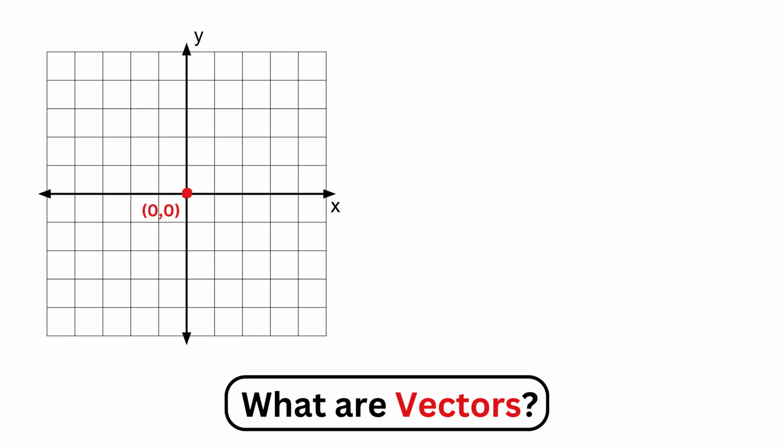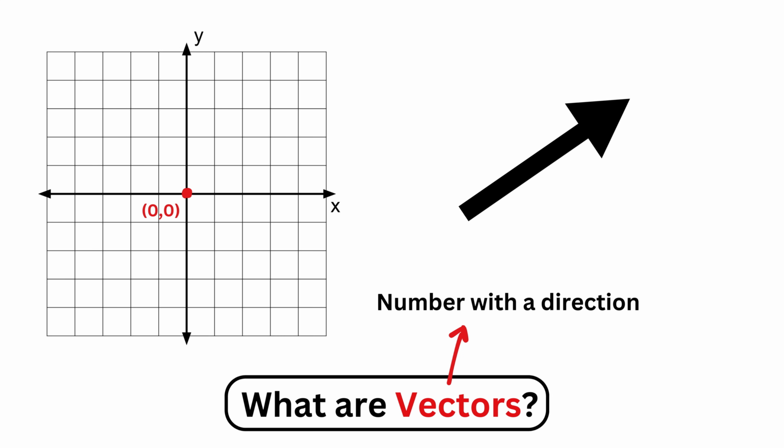What are vectors? A vector is simply a number with direction. Imagine an arrow. The length of the arrow tells how big the vector is, and the direction of the arrow tells which way it points. So, for this case, where the point is (3, 4), the vector will be shown like this. By the way, it is not necessary to show the vector from the origin only. It can be shown from any point in this coordinate system.